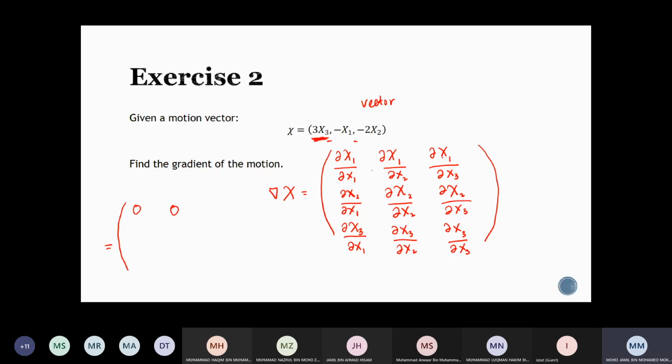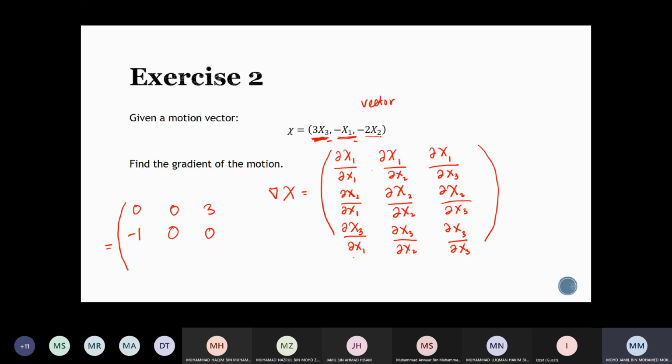Similarly, lastly, del chi1 over del x3. Here is 3x3, so differentiate with respect to x3, you get 3. Okay, repeat the process. Here, chi2, which is minus x1. So you get minus 1 over x1, 0 over x2 since there is no x2, and 0 over x3 since there is no x3.